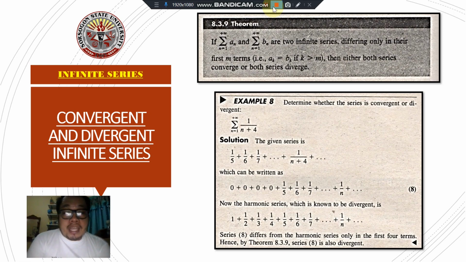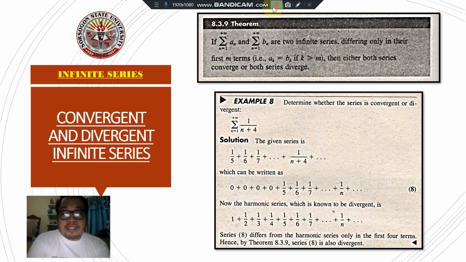Which can be written as 0 plus 0 plus 0 plus 0 plus 1/5 plus 1 over 6 plus 1 over 7 plus up to 1 over n plus up to infinity. Now, the harmonic series, which is known to be divergent, is 1 plus 1/2 plus 1/3 plus 1/4 plus 1/5 plus 1 over 6 plus 1 over 7 plus up to 1 over n plus up to infinity. So as you can see, this is an application of the stated theorem above.